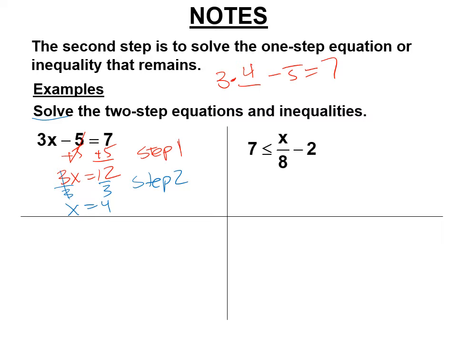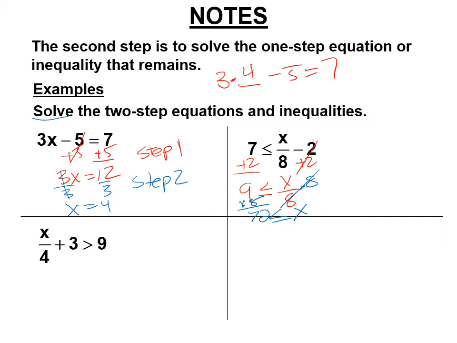All right, so the constant is minus 2, so we're going to add 2 to both sides. 7 plus 2 is 9. We're going to keep that symbol exactly the same. So x is being divided by 8. So we're going to multiply both sides by 8. I ran out of room here, but 72 is less than or equal to x. And again, if you don't have anything else to do, you can leave it that way.